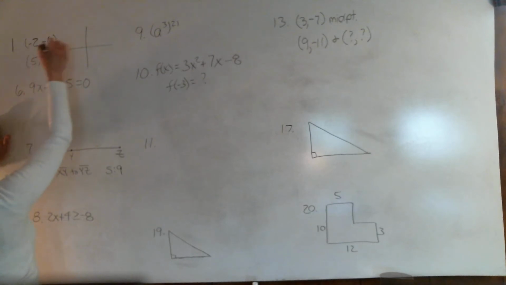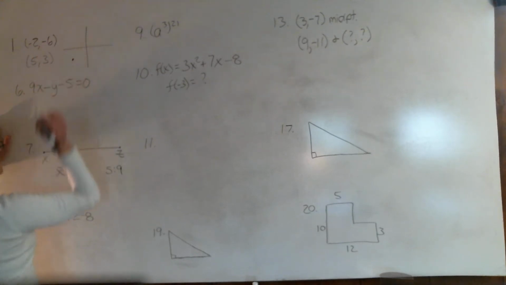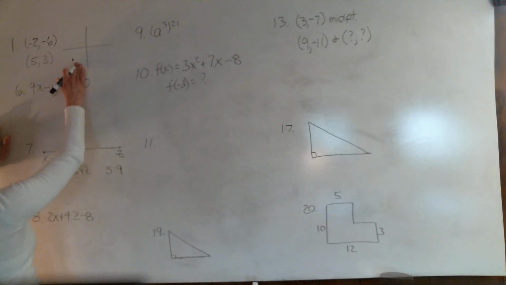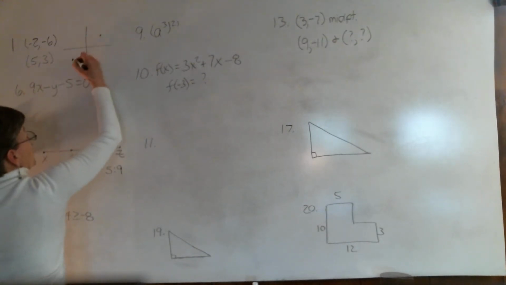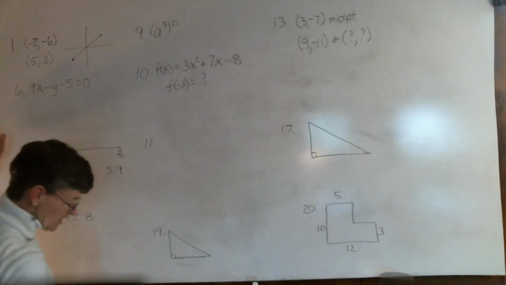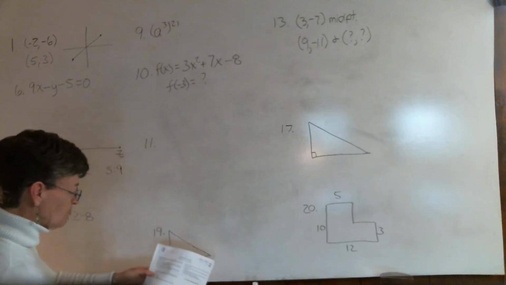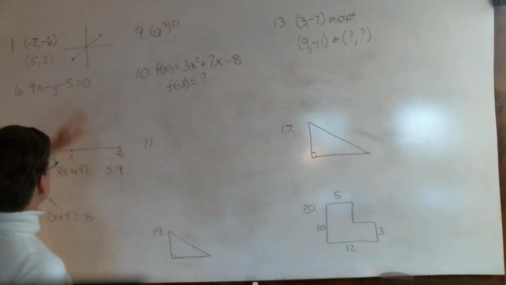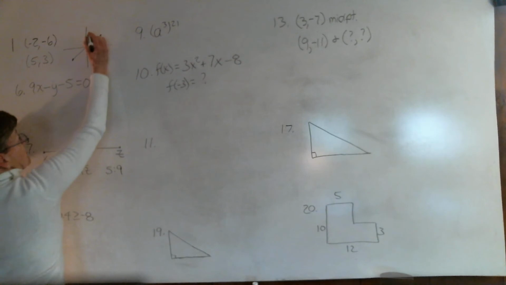Since both x and y are negative, for the first point, that point's somewhere in the third quadrant. This point is somewhere in the first quadrant. If I connect the two, then I have a line that looks like that. And he wants to know, is the slope of that line positive, 0, negative, or undefined? Well, the slope of that line is positive.